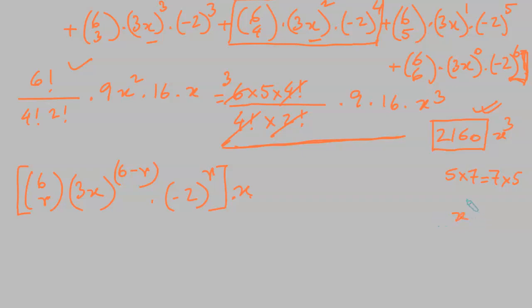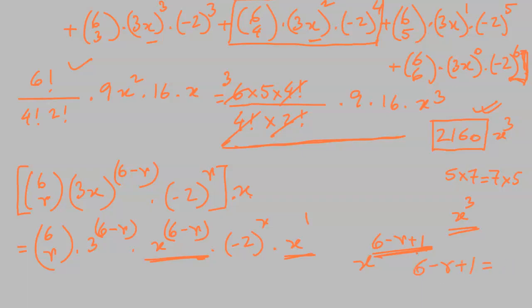We know that we have to get the power of x as x to the power of 3. So, I just separate the terms. It is 6cr, and 3 to the power of 6 minus r, and x to the power of 6 minus r, and negative 2 raised to the power of r times x to the power of 1. So, this x to the power of 6 minus r is getting multiplied with x to the power of 1. So, the final power of x is x to the power of 6 minus r plus 1. Okay. So, this 6 minus r plus 1 should get equated to 3. And then you get the value of r as 6 plus 1 is 7, 7 minus 3 is equal to 4. Okay. r is equal to 4.